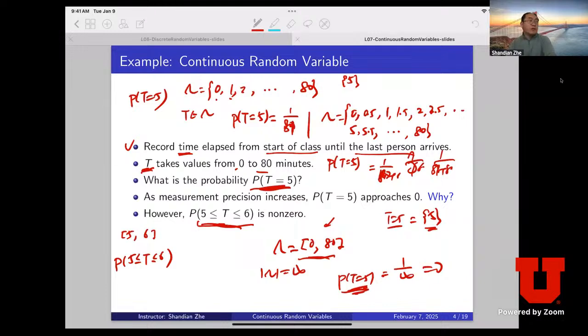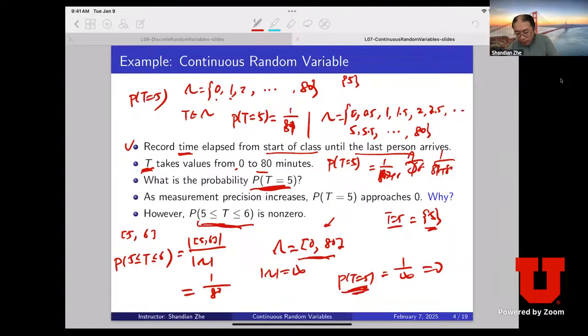Yeah, your intuition is absolutely right. So it's just the size of the range over the size of the sample space. But here, size doesn't mean how many numbers or how many elements. Instead, it just means the length of the range. And the length of the range for 5, 6 is 1, and the length of the sample space is 80. So it's still the probability 1 over 80. So you see the difference here, right?